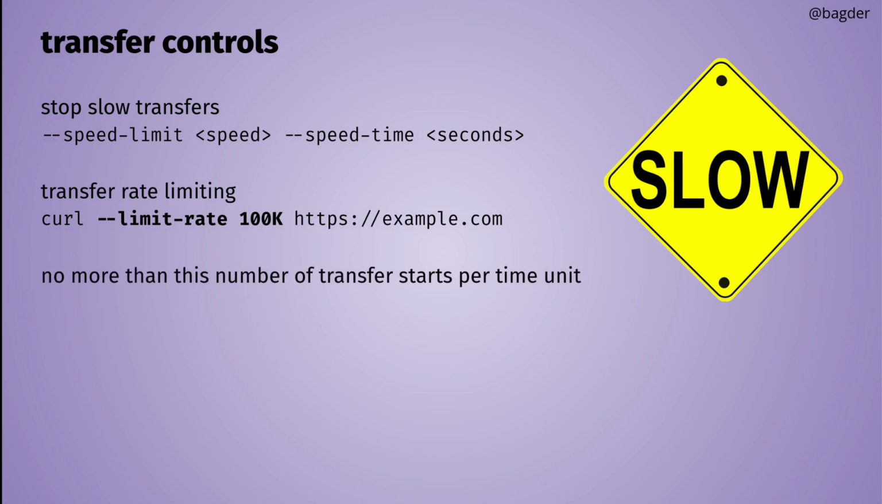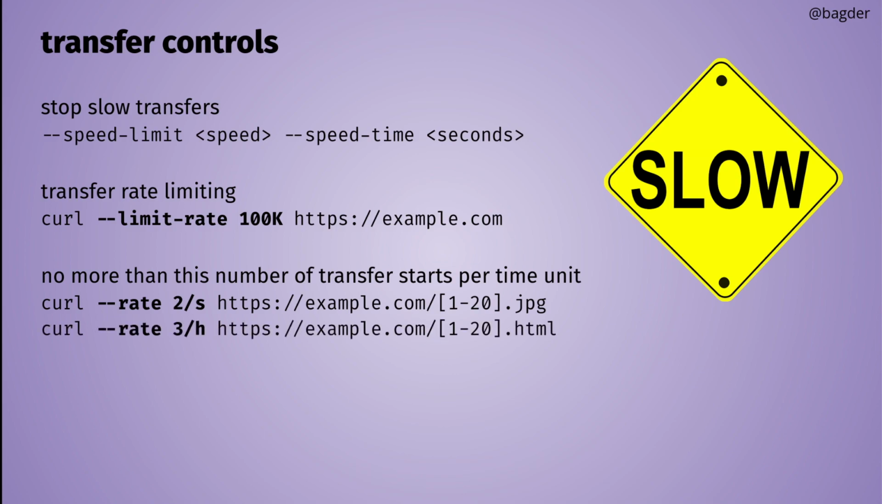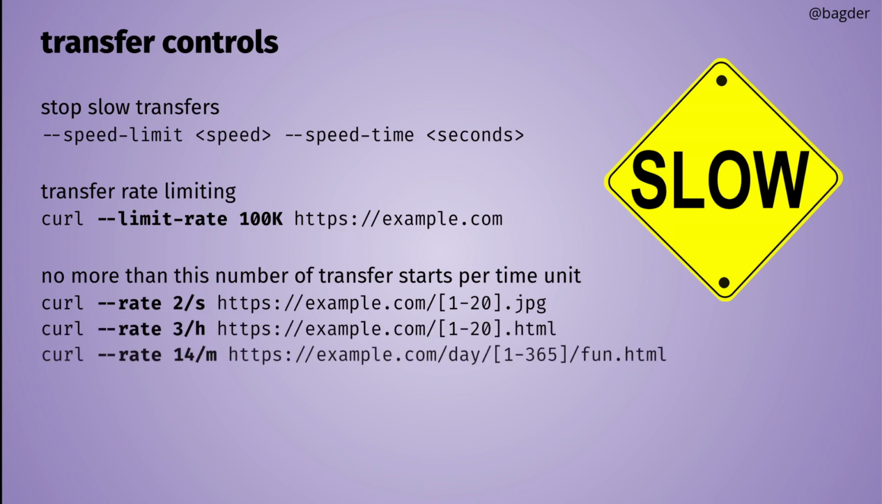And sometimes you might want to say, let's not do more than this number of transfers per time unit. This might be the case when you have a lot of transfers with curl, but you don't want to torture your server with 1 million transfers in the first second. Maybe you want to distribute them over an hour, a week, I don't know. Then you can tell curl to use this rate of transfer starts, not more than 2 per second. For example, here's a range: download 20 JPEGs from the server, not more than 2 per second, or not more than 3 per hour, or why not more than 14 per minute?